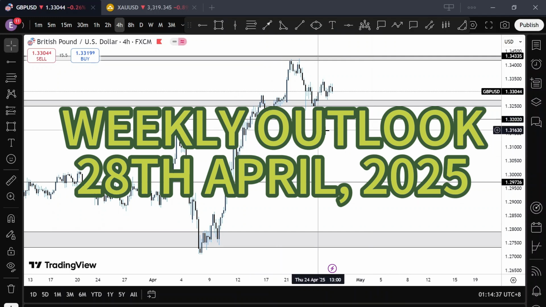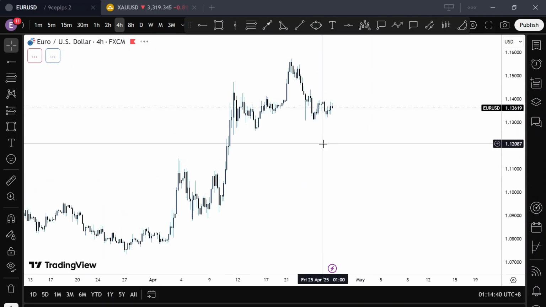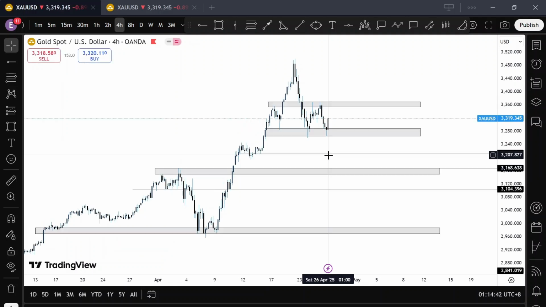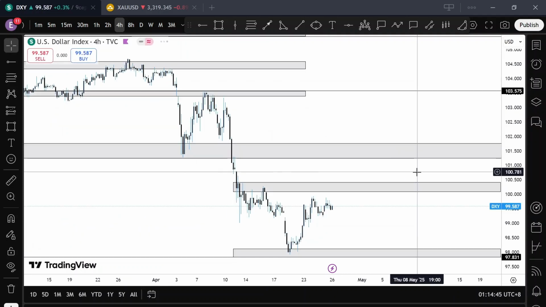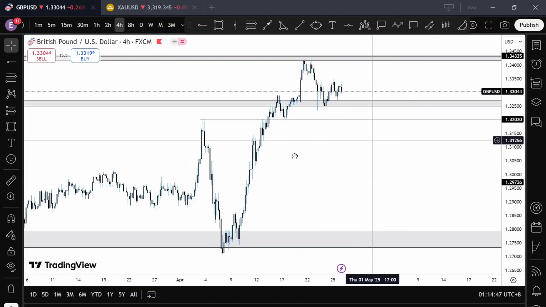Hello guys, and welcome to the weekly outlook. We've got pound USD, euro USD, gold, USDCAD, and DXY. Okay, starting off with pound USD.